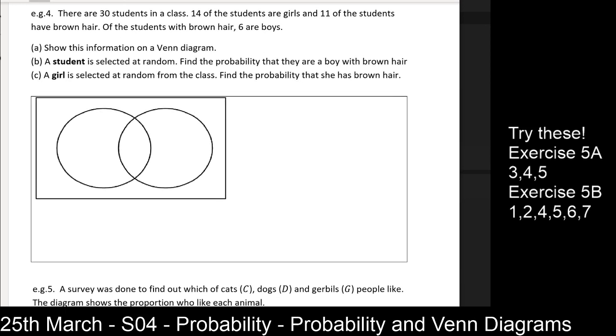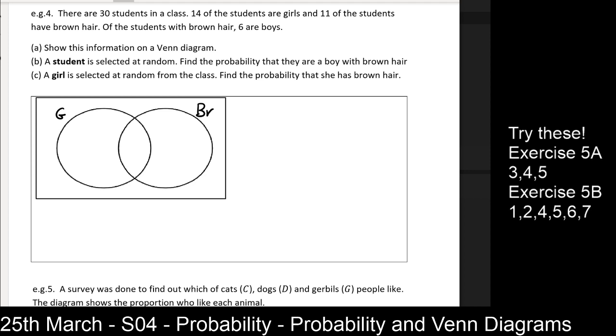So on to example 4. So we've got 30 students in the class, 14 are girls, so I'm going to call the first circle G for girls. 11 of the students have brown hair, so I'm going to use BR to represent brown hair. Of the students with brown hair, 6 are boys. So I want to do this as girls and brown hair. I don't want to do this as girls and boys, because then that's not telling me anything about the brown hair. Basically, we'll go on the assumption that if they are not a girl, then they are a boy.